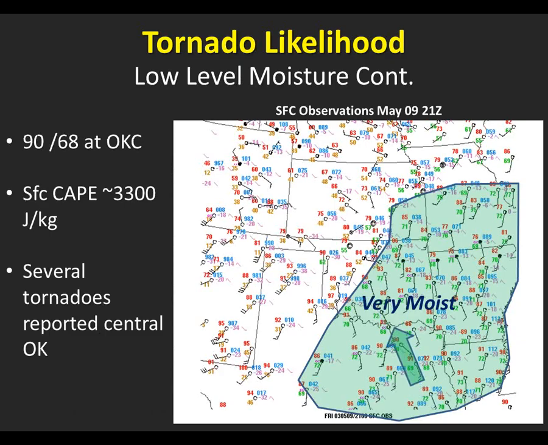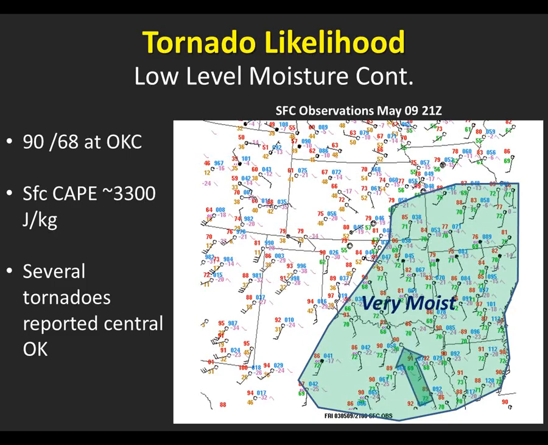Okay, so here's a look at a surface observation map again, and the red numbers on here are the temperatures, and then the number below that, either orange or green, are the dew points. So you can see right there, Oklahoma City, in the center of Oklahoma, it's 90 over 68. So the temperature is 90, the dew point is 68.